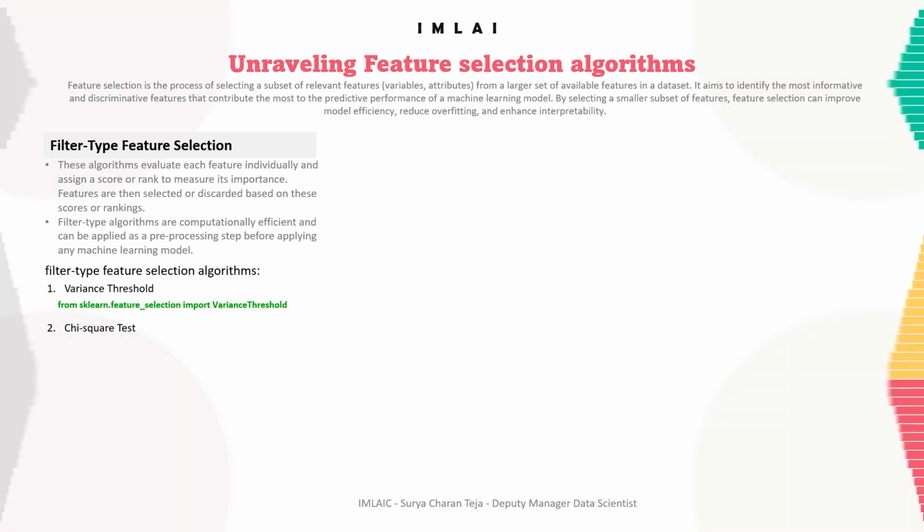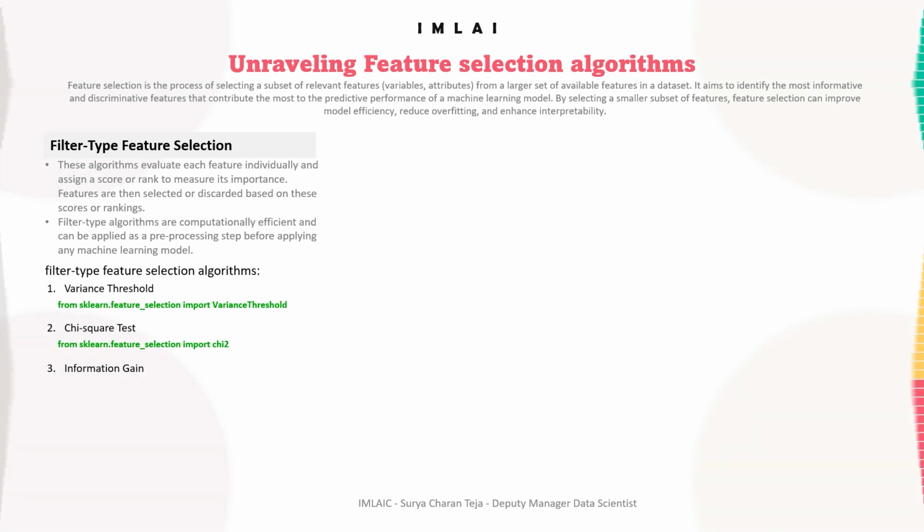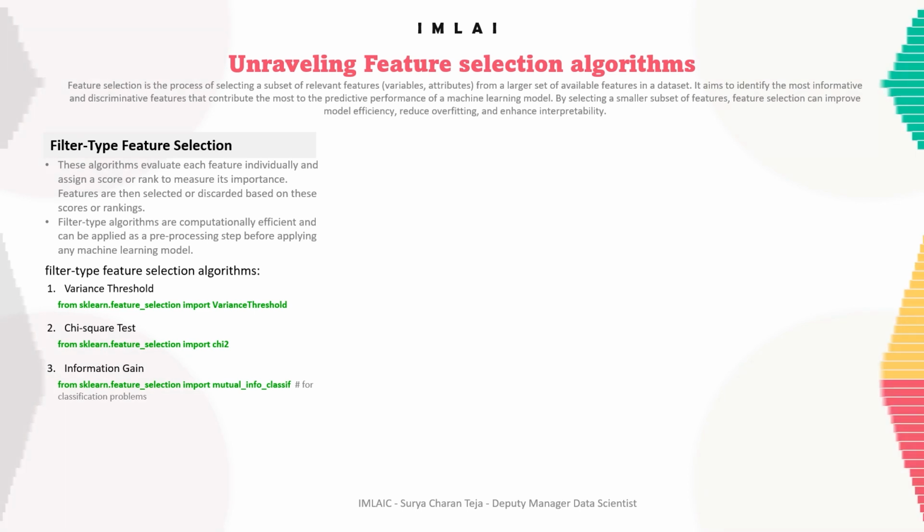Next we have the chi-square test. Chi-square test measures the independence between each feature and the target variable for classification problems. It's specific to classification problems. Again, we can use sklearn feature selection and import chi-square. Then we have information gain. Information gain measures the amount of information each feature contributes to the target variable for classification problems. With sklearn feature selection, we import mutual info classif, and this is information gain.